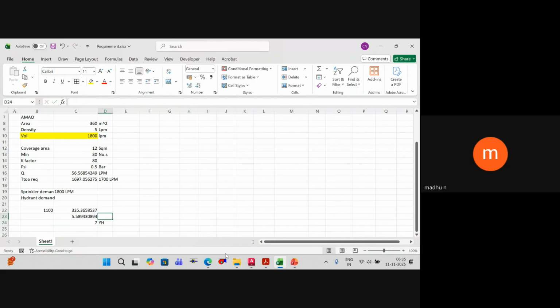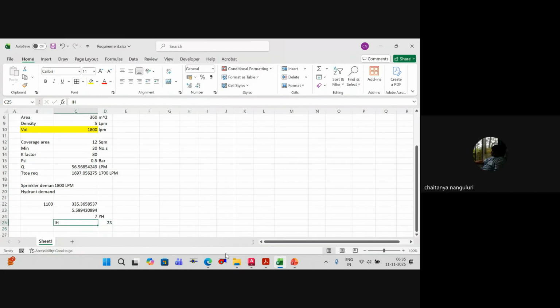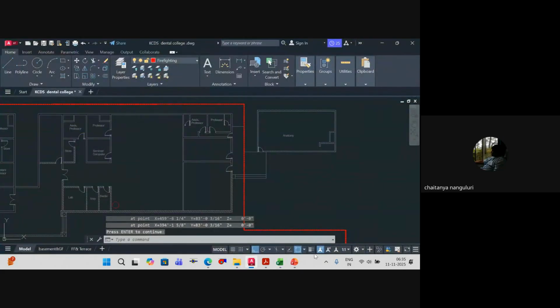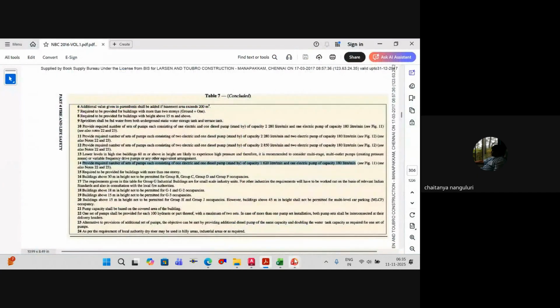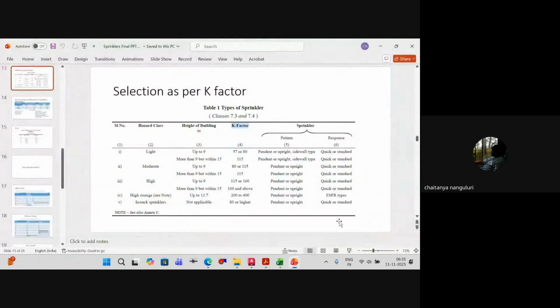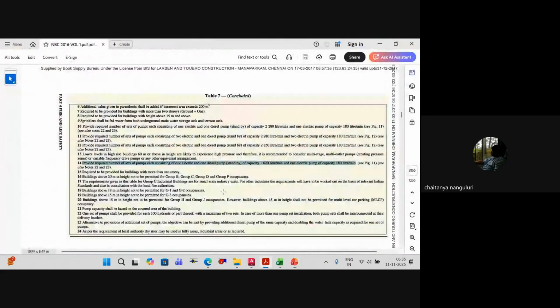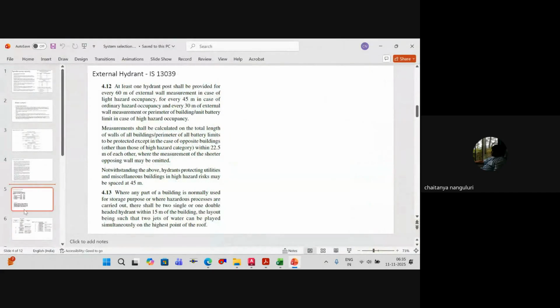And then internal hydrants is how much? 23 is coming. So total, 23 is internal hydrants. 30. So your total number is how much? 30. Total number is 30. So according to this, your hydrant demand also we have to worry about. So according to this hydrant demand, you can refer to it here. Not this one, other slides.